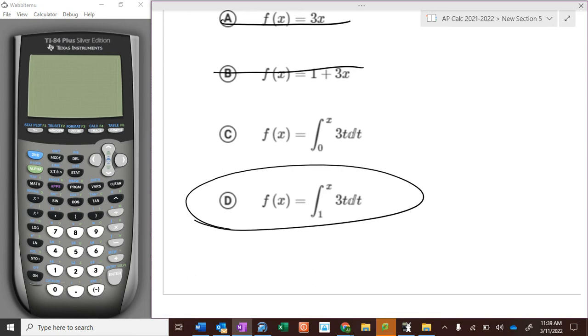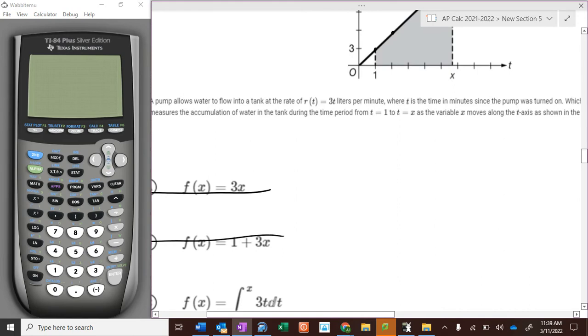Wait, why was it 1? Because it started at 1. Because we started x at 1.